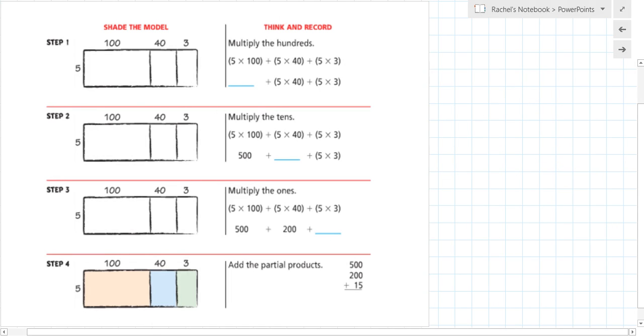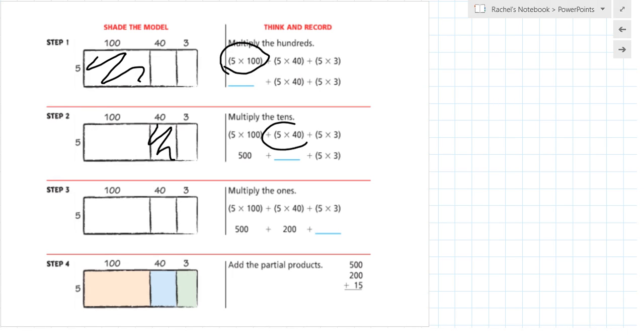This example was in the student's spiral, so we took it step by step, looking at one square at a time, 5 times 100, and then in the next one, 5 times 40, the last one, 5 times 3, and in the last example, we added them all together, all the partial products, and got our final product.